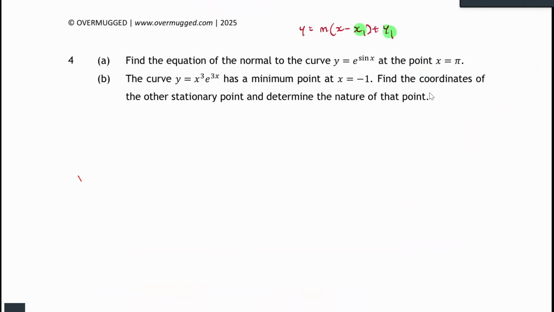x1, y1 is a known point. m is the gradient of the line. x1, y1 is any known point that I know on this line. Known point. Can? Okay.